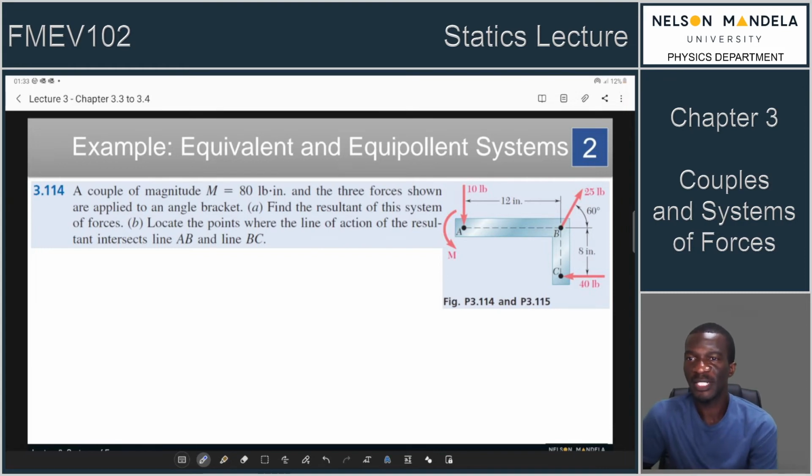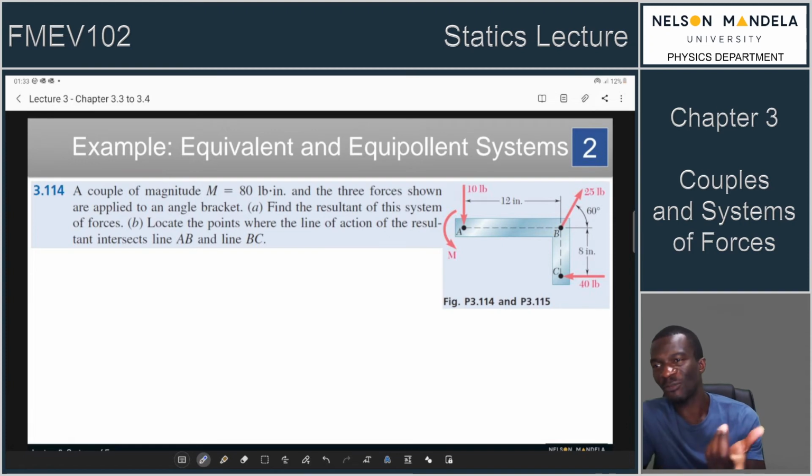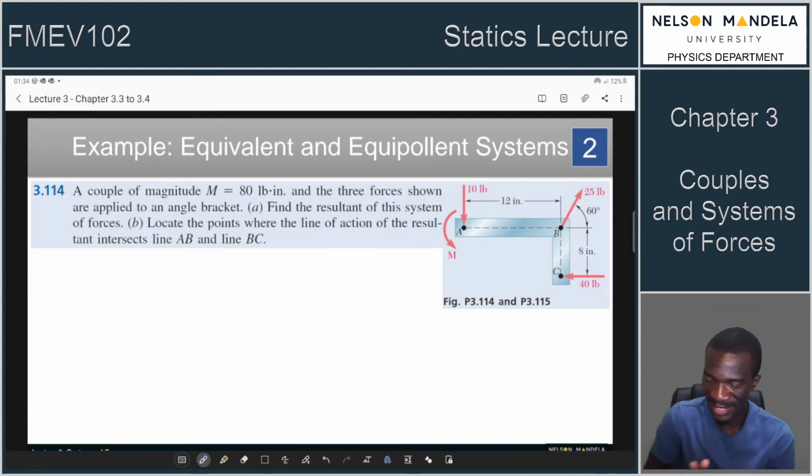So we are told in question 3.114 that there is a couple of magnitude M equal to 80 inch-pounds, and the three forces shown are applied to an angle bracket. Find the resultant of this system of forces. I won't do that one because I think you already know, lots of you have worked out those a lot.